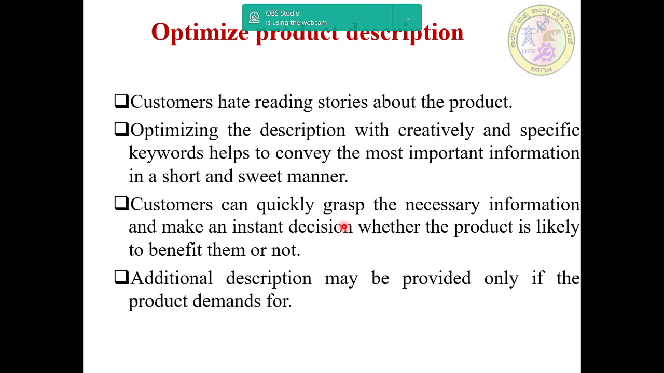And then next is optimize product description. Here customers hate reading stories about the product, and optimizing the description with creative and specific keywords helps to convey the most important information in a short and sweet manner. Customers can quickly grasp the necessary information and make an instant decision whether the product is likely to benefit them or not. An additional description may be provided only if the product demands it.